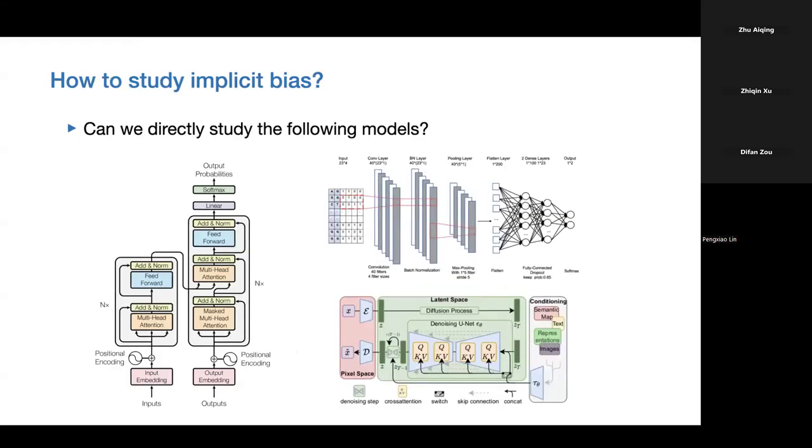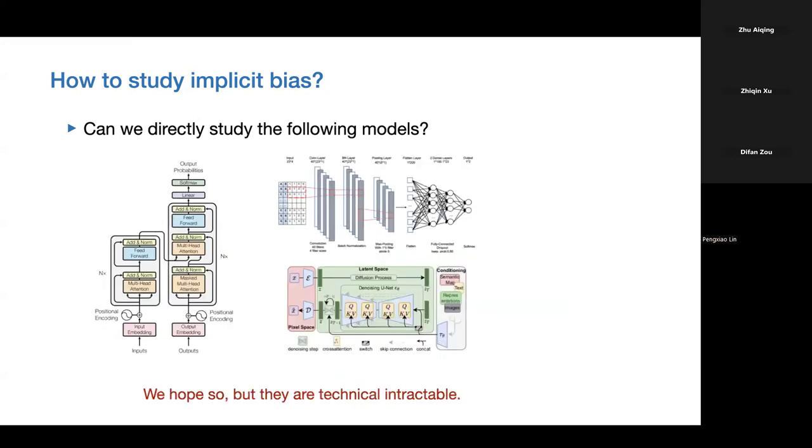So the next question is, we know that studying implicit bias is very important, since it gives us a better understanding of the relationship between the algorithm, the model architecture, and the model performance. So how do we study it? Ultimately, people really want to understand what happens in many practical neural networks, like transformers, very deep CNN models, or diffusion backbone models like UNet. But the question we first want to ask is, can we directly study these models? Everybody can have a guess.